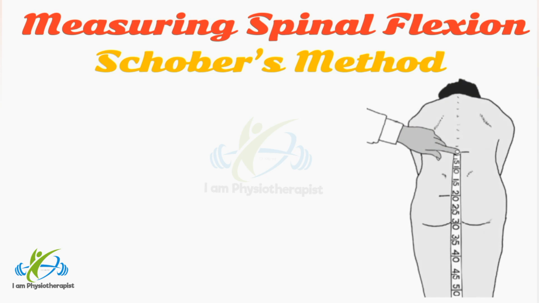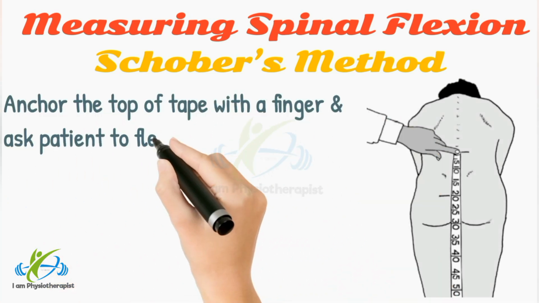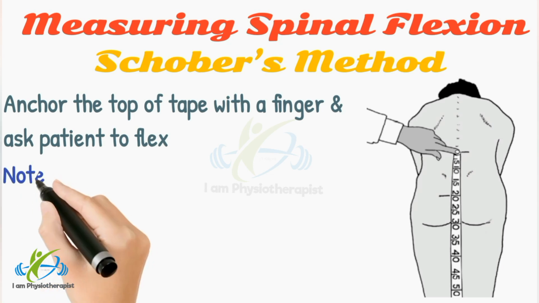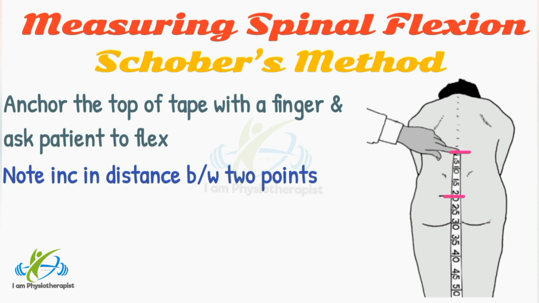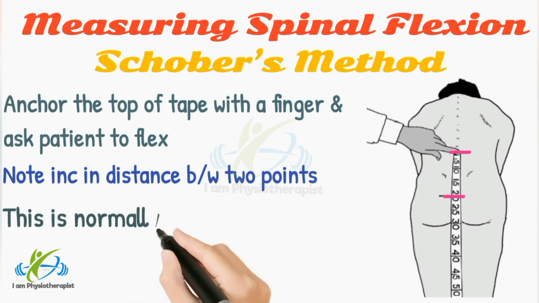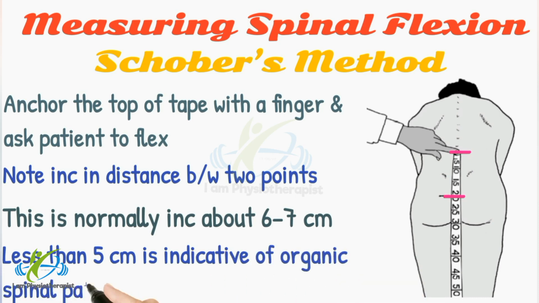Anchor the top of the tape with a finger, and ask the patient to flex as far forward as he can. Note the increase in distance between the 2 points. This normally increases about 6 to 7 cm. Less than 5 cm is indicative of organic spinal pathology.